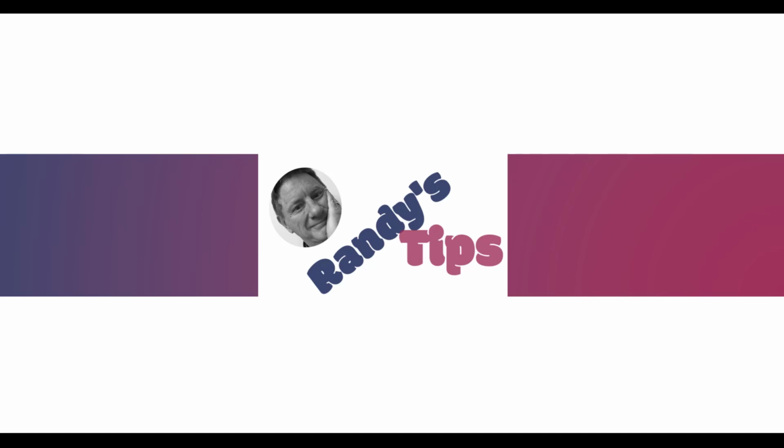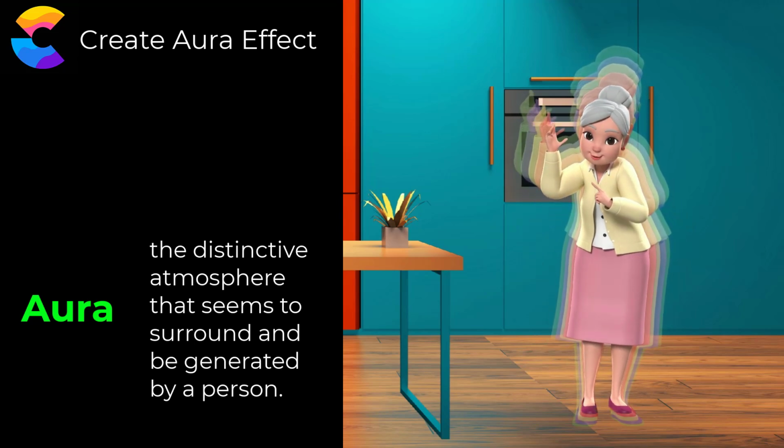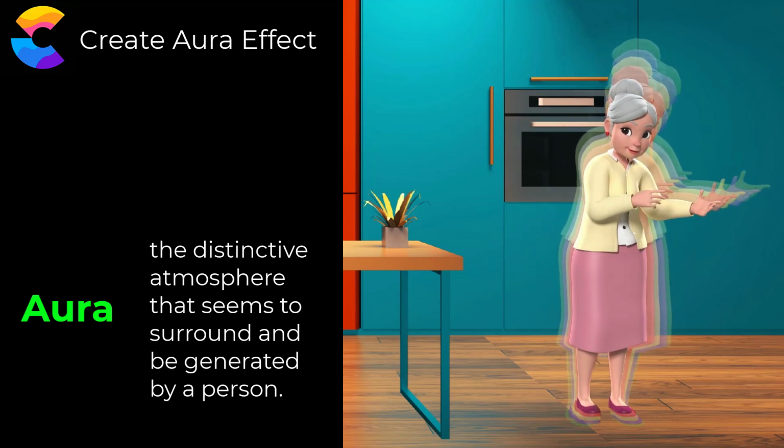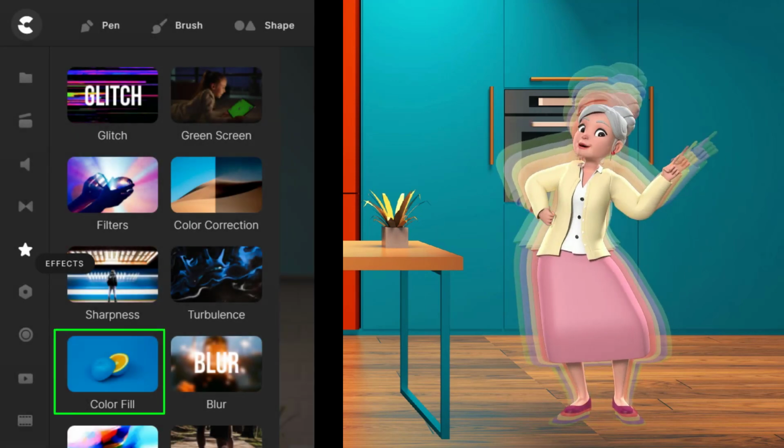This is Randy with a CreateStudioPro tutorial on how to create layers of aura around your character. The key to creating the aura is using the color fill feature in the effects folder, and then adjusting the scale and opacity for each aura.